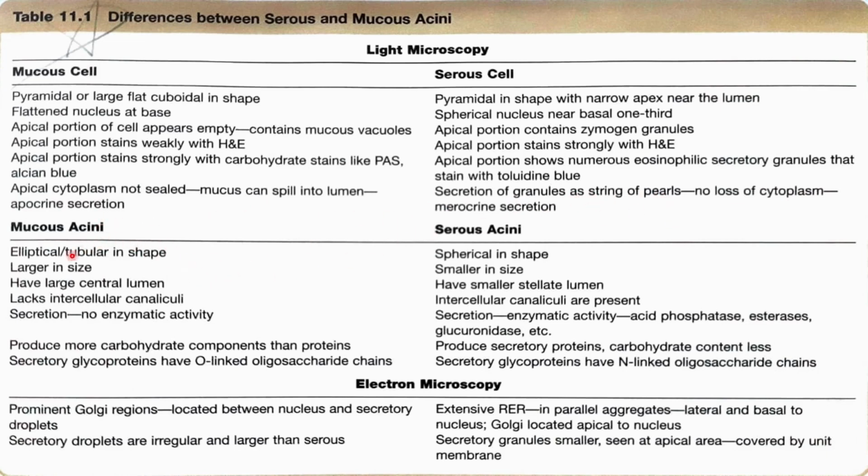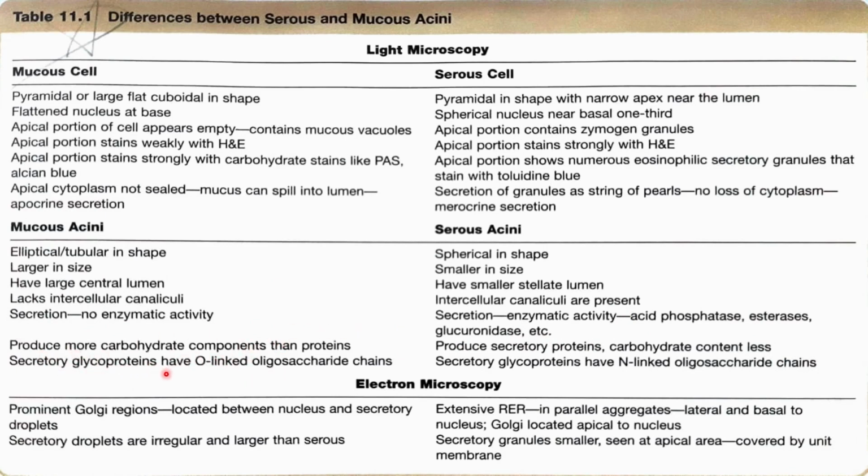The mucous acini are elliptical or tubular in shape and larger in size, but serous acini are spherical in shape and smaller in size, with a smaller stellate lumen because of the smaller size. Mucous lacks intercellular canaliculi; serous has intercellular canaliculi. Serous secretion has enzymatic activity: acid phosphatase, esterases, glucuronidases, etc. Mucous produces more carbohydrate components than proteins.